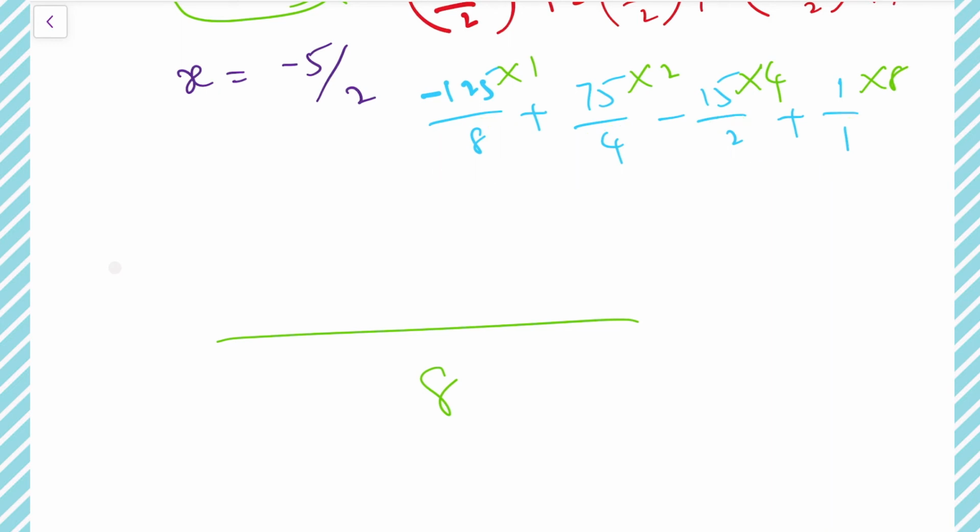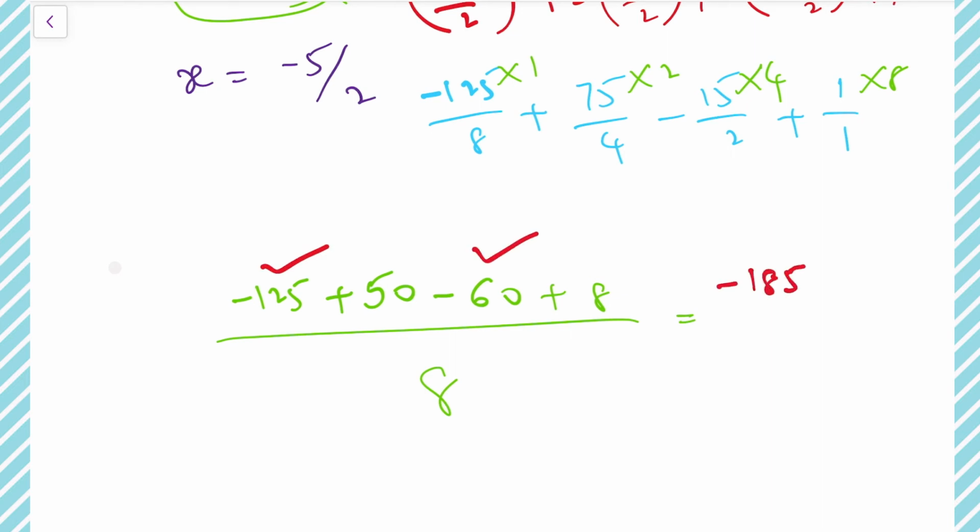Now if you multiply these numbers, minus 125 into 1, minus 125, plus 75 2s are 150, minus 15 4s are 60, plus 1 8 is 8. That is equal to minus 125 minus 60, minus 185, plus 150 plus 8, 158, whole divided by 8.